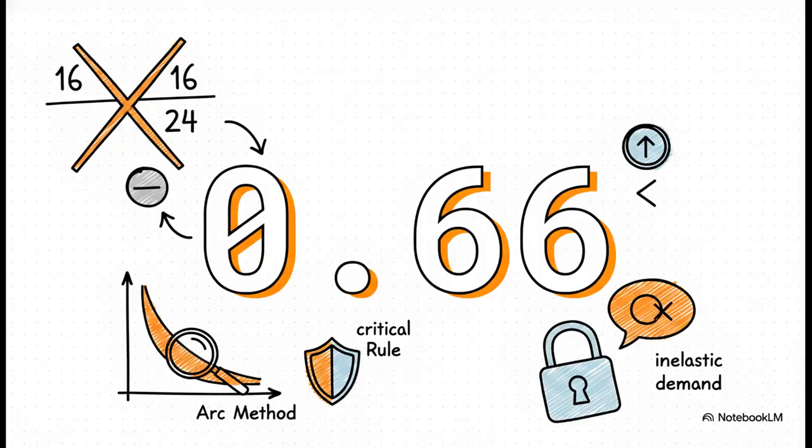When you multiply all that out, you get -16/24, which simplifies down to -0.66. But, and this is a really critical rule for elasticity, we always use the absolute value. So we just drop the negative sign entirely. That makes our final calculated value 0.66, and because 0.66 is less than 1, the ARC method tells us definitively that along this nonlinear curve, the demand is inelastic.